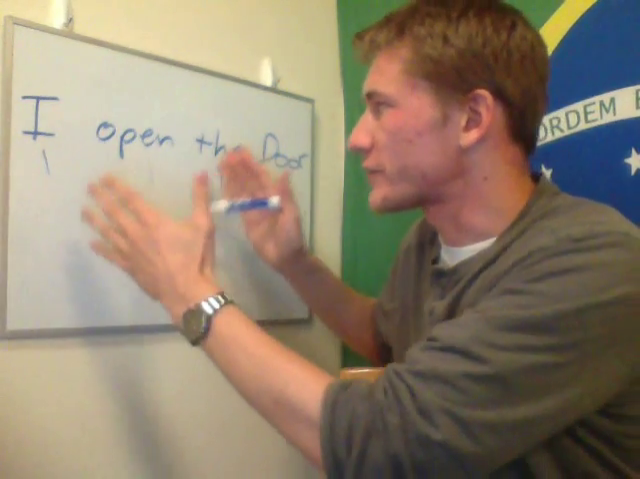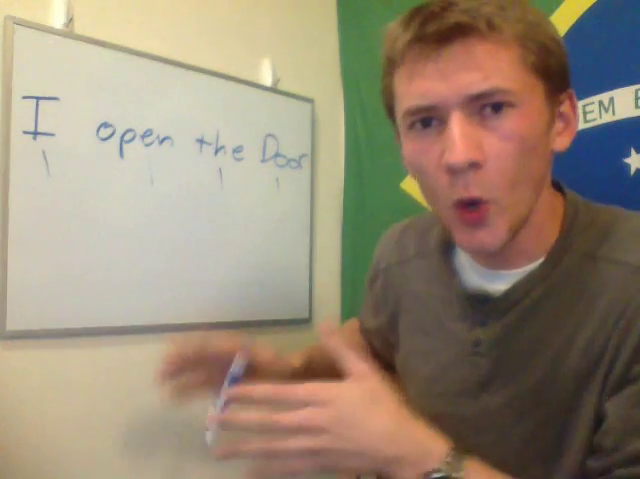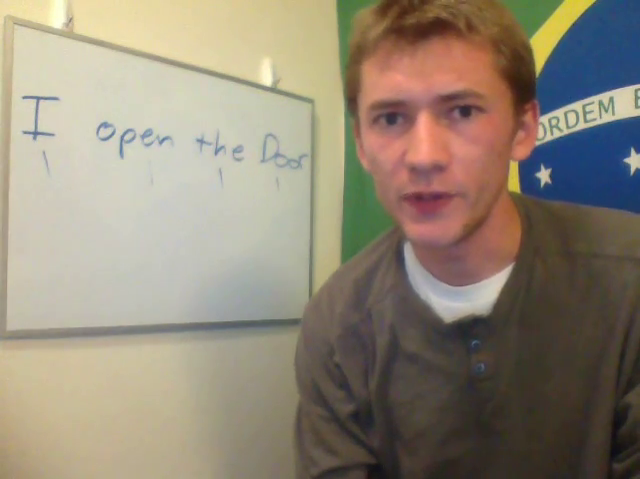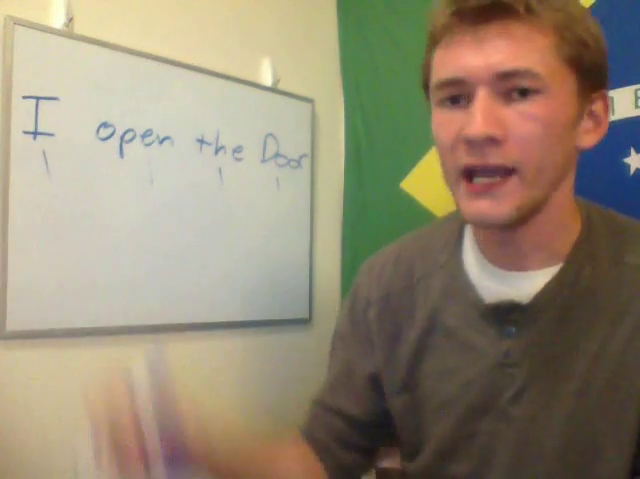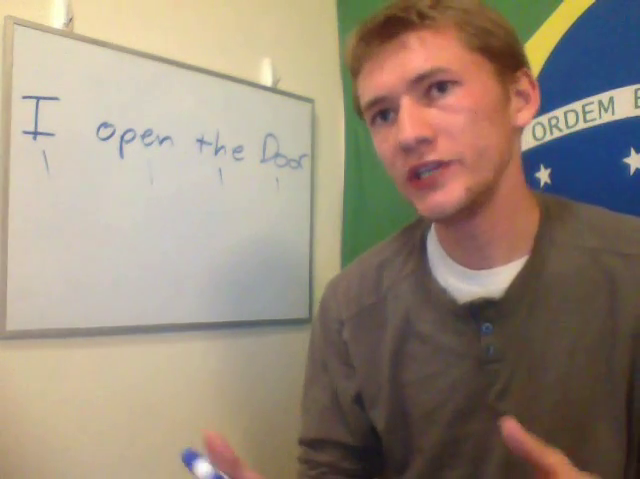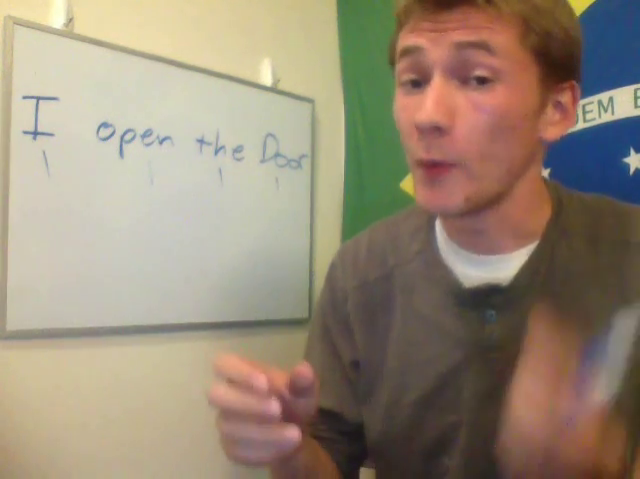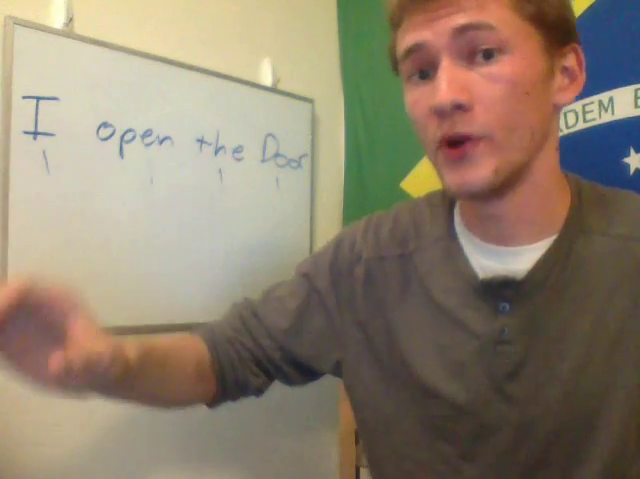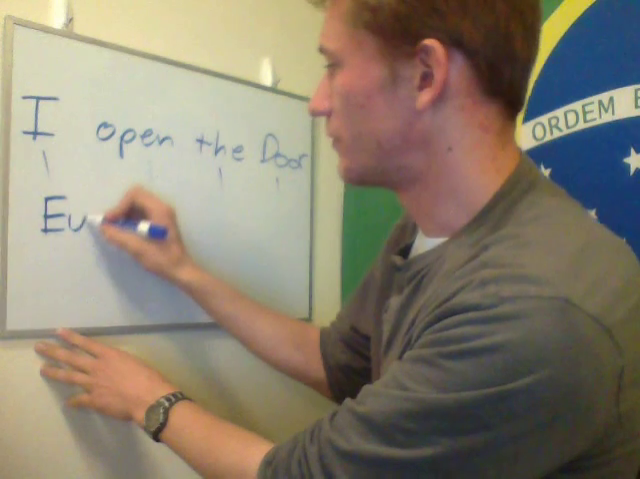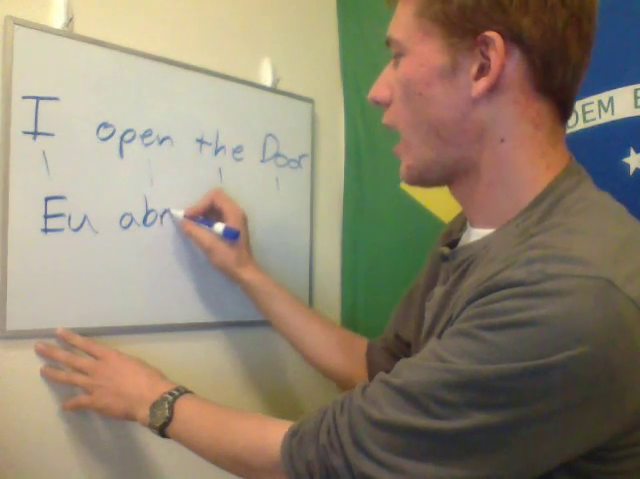So let's look at this first part, open. We know what open is in the non-conjugated sense. We know that that's abrir, and we know that I is eu, it's a pronoun. So we need to conjugate abrir for it to match the eu. And if you remember correctly, we take away the ir and put in the o. So therefore we have eu abro.